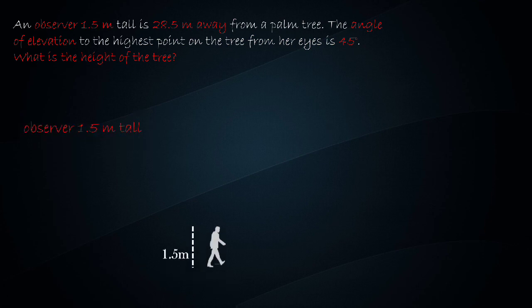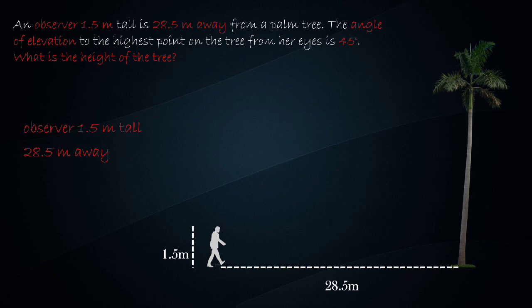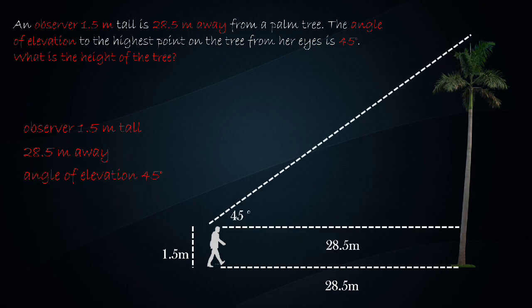So observer of height 1.5 meters. Okay, he is 28.5 meters away from the coconut tree or palm tree. Angle of elevation from his horizontal view to the highest point is 45 degrees. Now I've written 28.5 twice over there, because whenever you are solving the problem, sometimes the triangle is given, but one of the sides is not exactly given to you, but it is given indirectly. Now if the distance from his foot to the foot of the palm tree is 28.5 meters, do you think the distance from his eye to the palm tree will differ or will it be the same? So that's the idea.